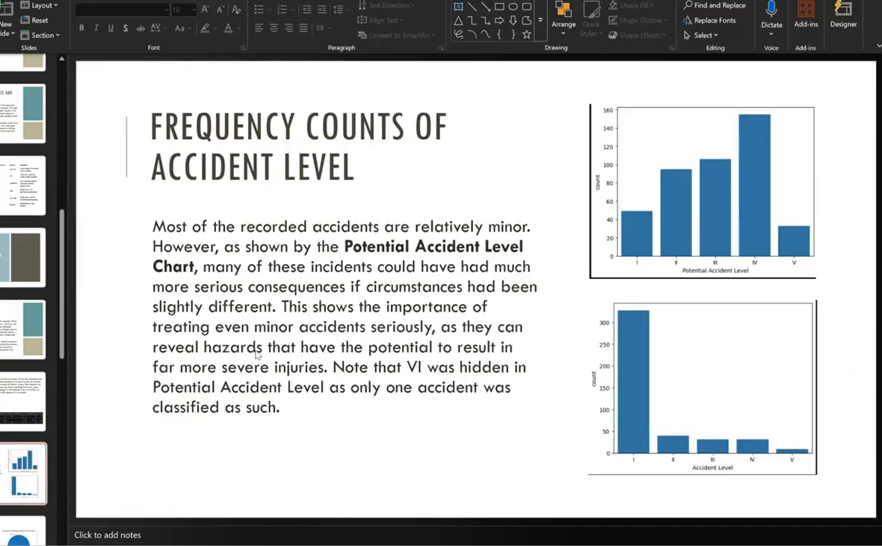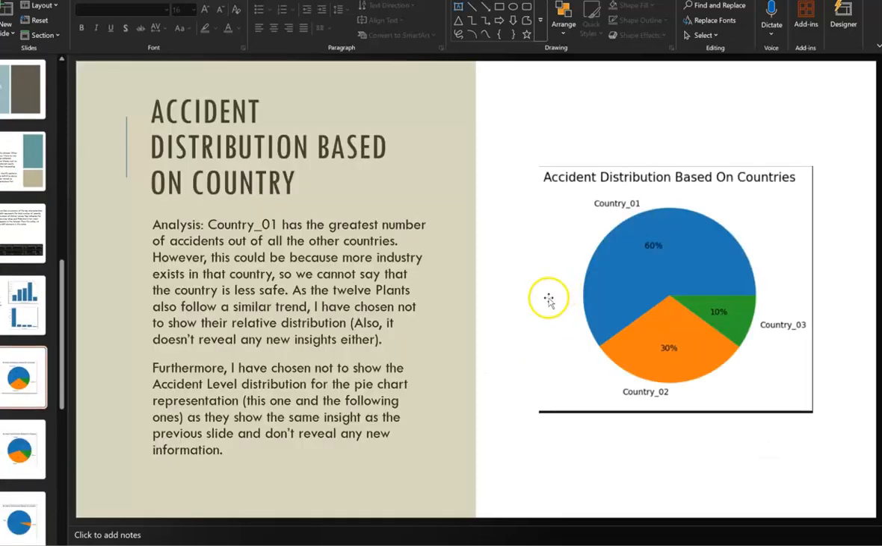But anyway, let's go into the visualization part. So this is what we talked about, frequency counts of accident levels. Potential accident levels right here show that many of these incidents could have been much more serious if circumstances had been different. And you can see accident levels, most of them are minor. What this shows is that we have to take even minor accidents very seriously, because they could have led to something really, really bad, right? And that's the insight that came from this. Don't ignore minor accidents.